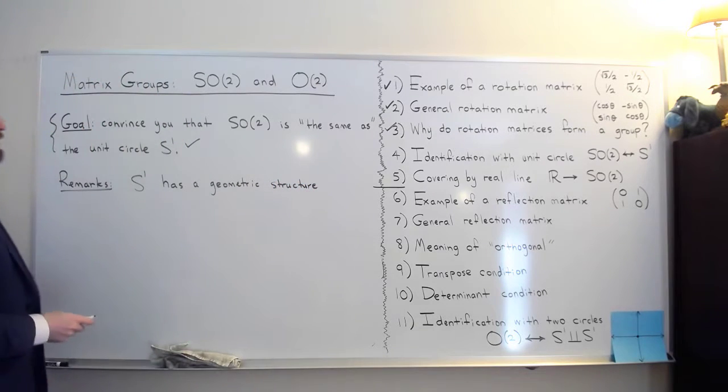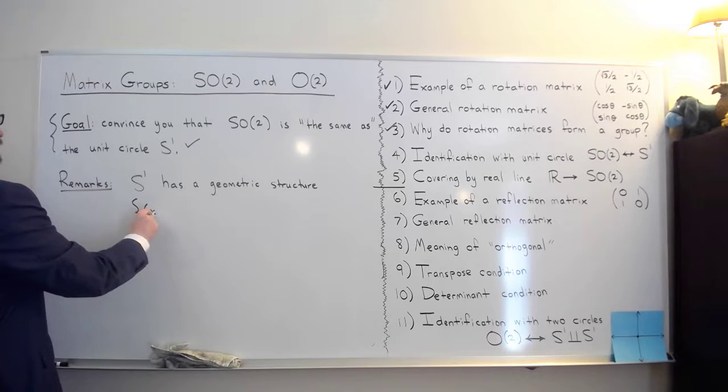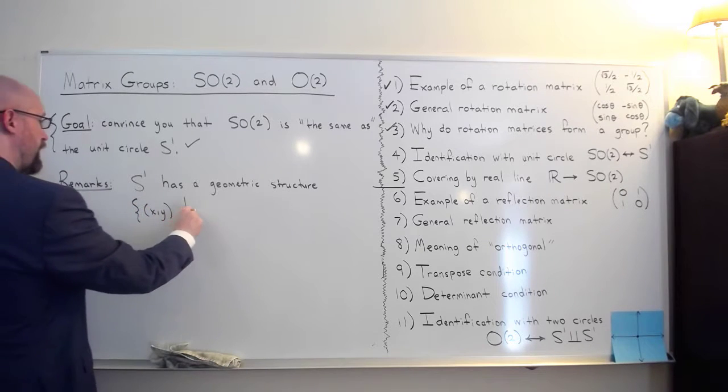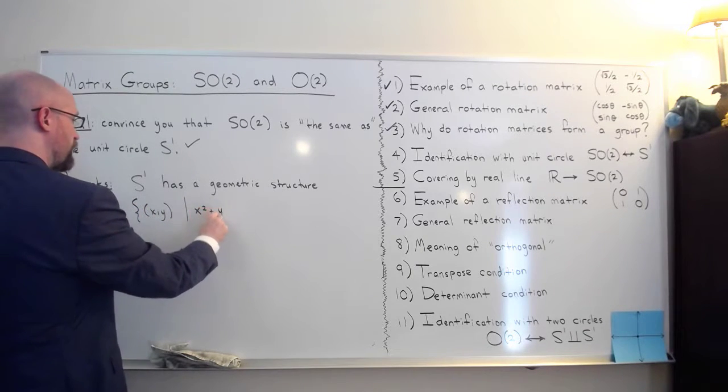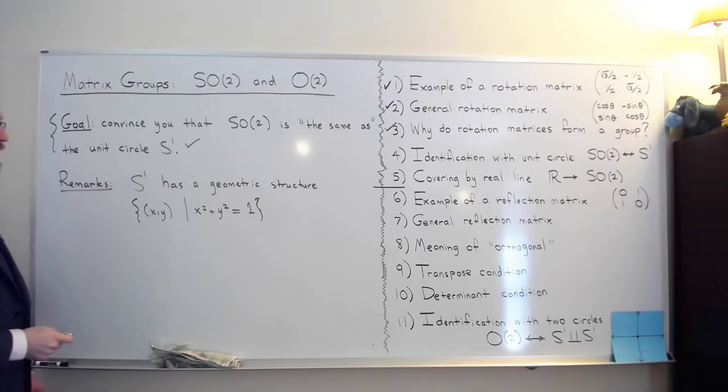And you're familiar with this. I mean, it's the locus of all points in the plane. You can write this as all points in the plane x and y such that x squared plus y squared equals 1. You can think of it in a geometric way.